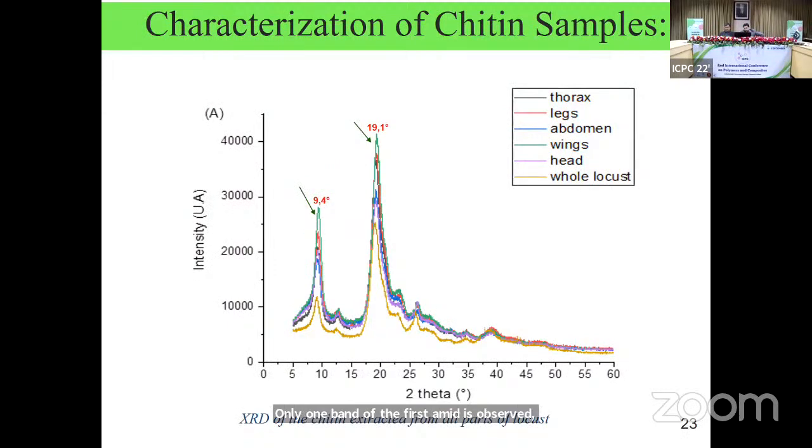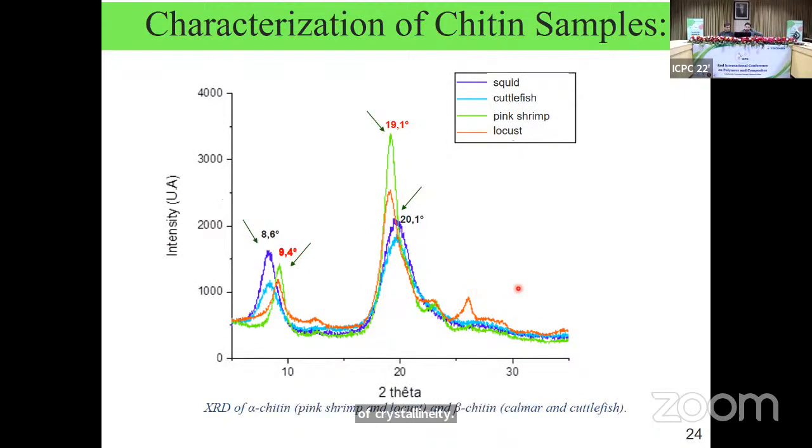Then, the chitin diffractogram is characterized by two crystalline peaks which appear around 9 degrees and 19 degrees. This analysis makes it possible to calculate the crystallinity index, which is a quantitative indicator of crystallinity.